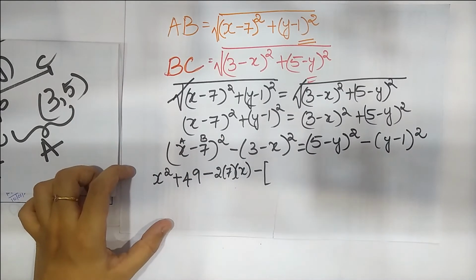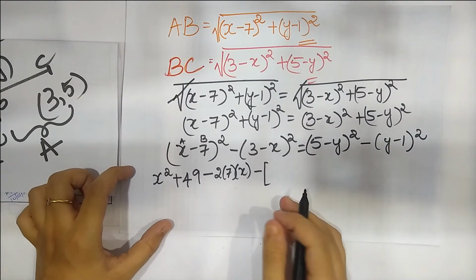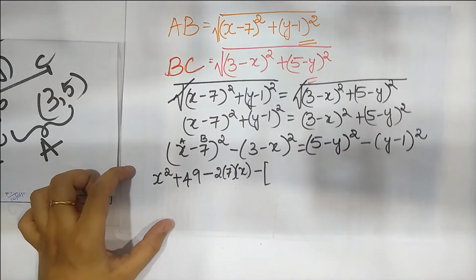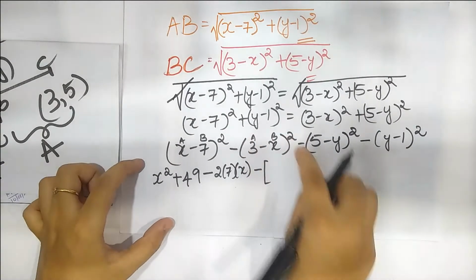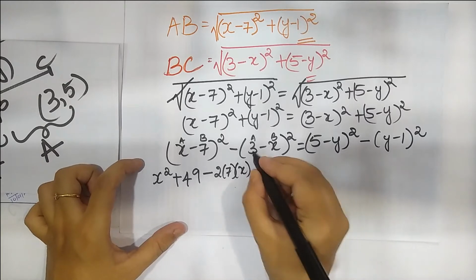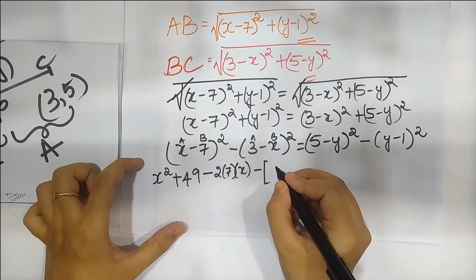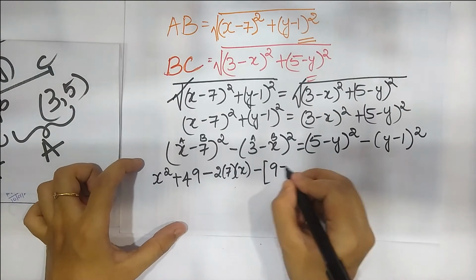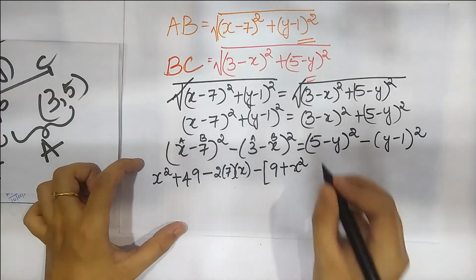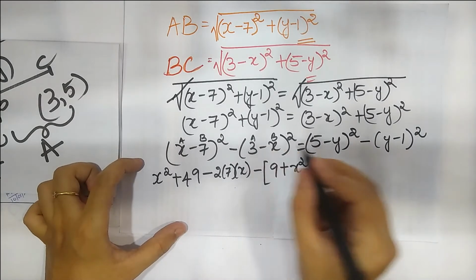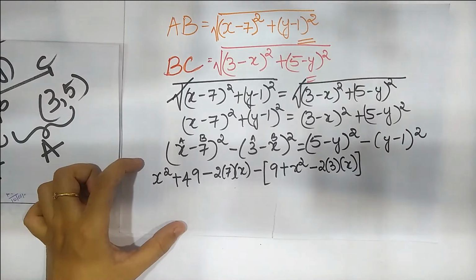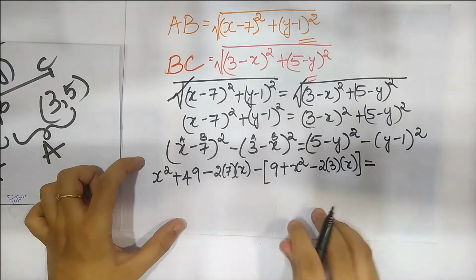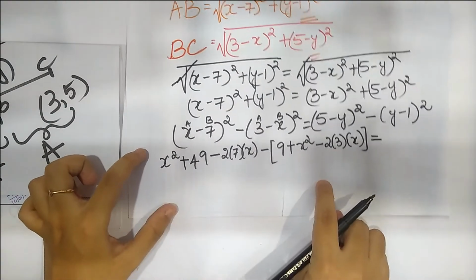Then we have minus of, I'm using the square bracket so you don't get confused with the equation inside. Here we have a as 3 and b as x. So what is the formula for a minus b the whole square? 3 square, which is a square, which is 9, plus b square, which is x square, minus 2 into a into b. So it will be 2 into 3 into x is equal to, let me write that down in the next line.